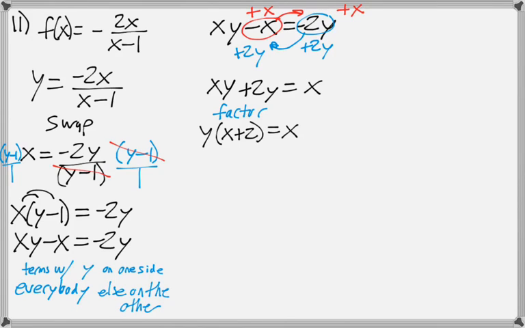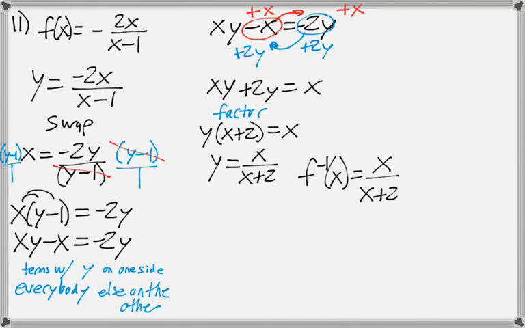And then our last step is going to be to move the x plus 2 to the other side. So if I divide both sides by x plus 2, y is equal to x over x plus 2, or the inverse is equal to x over x plus 2. And that'll be our final answer.